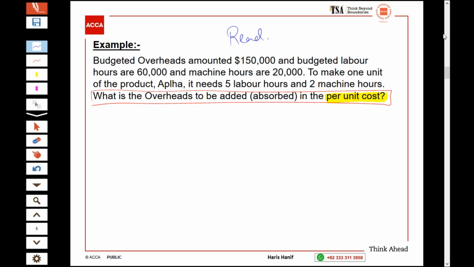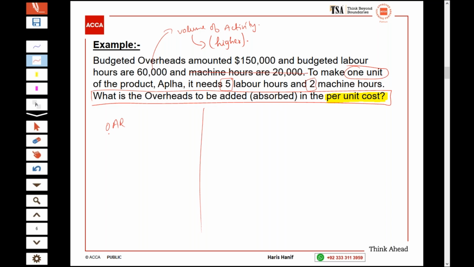Okay, let's now read the question, students. This is a very simple question, and the question is that budgeted overheads amounted 150,000, and budgeted labor hours 60,000 and machine hours 20,000. Obviously, we will not be including this because we take the higher volume of activity. All right, then it is saying to make 1 unit of product alpha, it needs 5 labor hours and 2 machine hours. What amount of overheads to be included in the per unit cost?